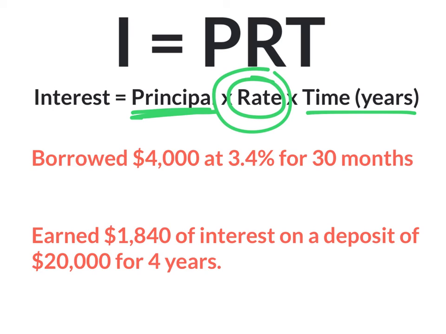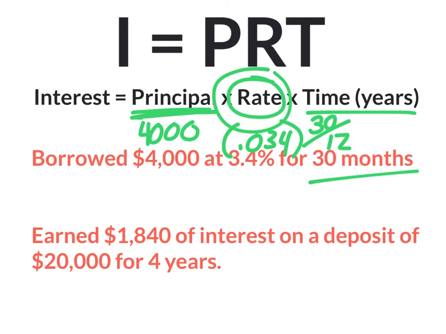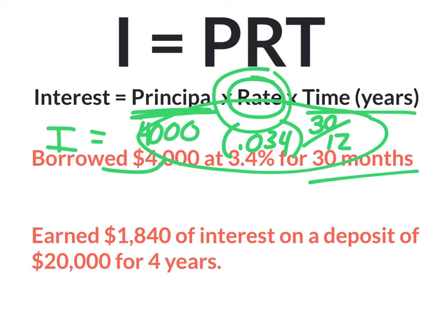So let me set that first one up. I borrowed $4,000. That would be the principal. At 3.4%, of course, I'm going to have to change it to an actual number, not a percent. And this time it says 30 months. How do I write 30 months in years? It's 30/12ths of a year. And this time the variable's by itself, so all I have to do is multiply those three, and it will tell me how much interest I'll have to pay on this borrowing of $4,000.